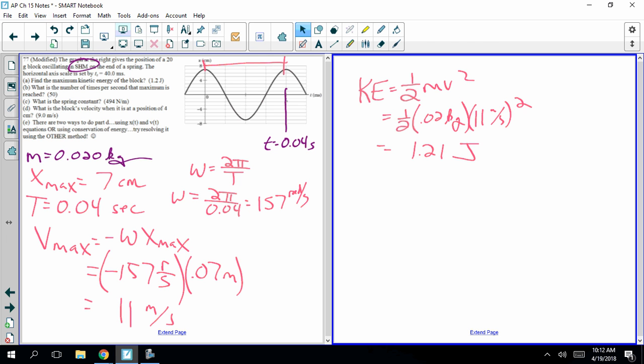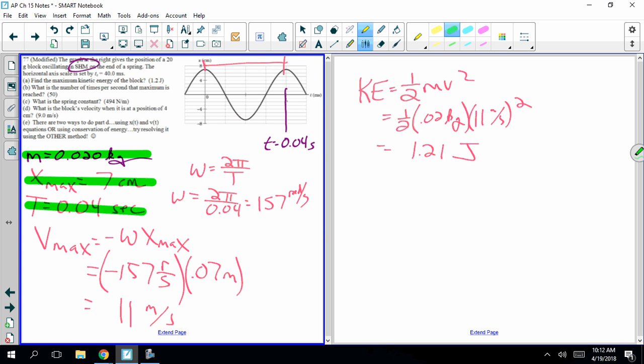Okay. So numbers that we might need again, let me highlight these just so they stand out. We need our mass, we need our x max, we need our period. This was our Vmax, so we might possibly need that. We found our omega. All right, cool.